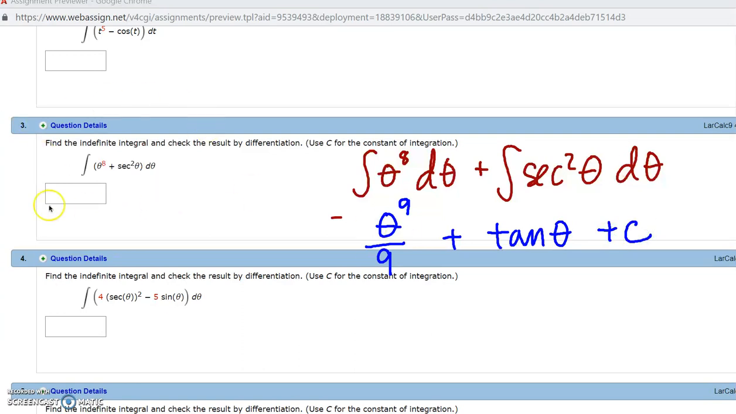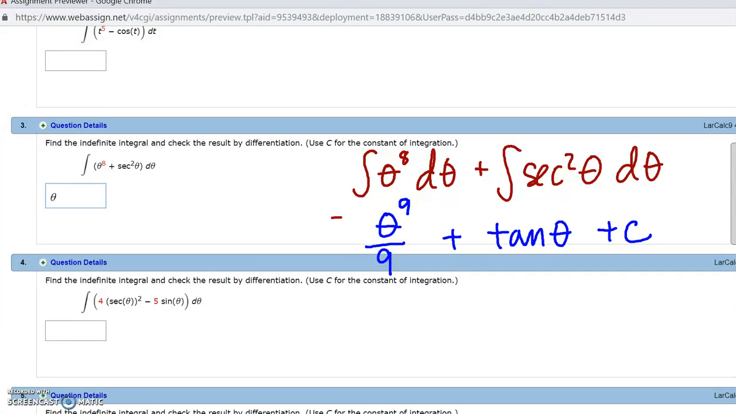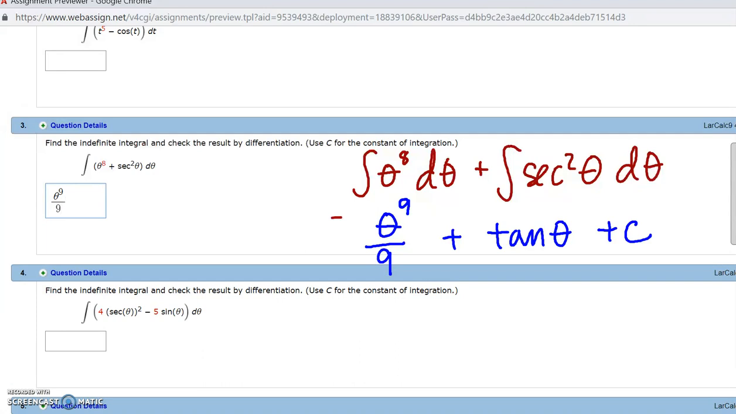Just to make sure that I'm correct, let's go ahead and type that in. So theta raised to the 9th divided by 9, plus tangent of theta. Using the symbols on the side, you can kind of see the box right there on the edge of the screen. And then, of course, plus c. Don't want to forget plus c. Don't want to lose points for not remembering c. And then I would hit submit.